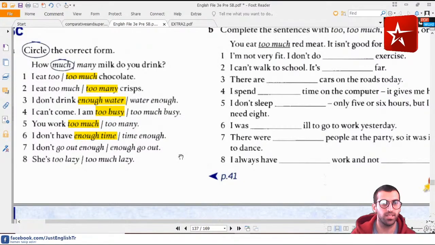All right, and number 7, I don't go out enough or I don't enough go out. Which one is correct?